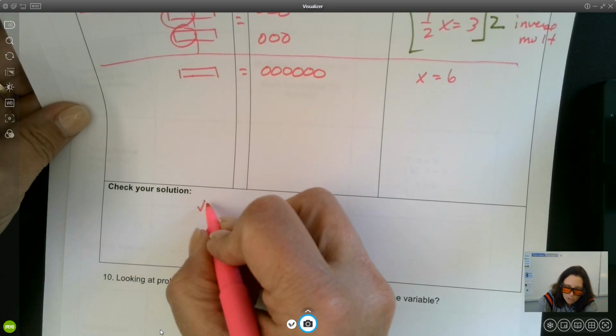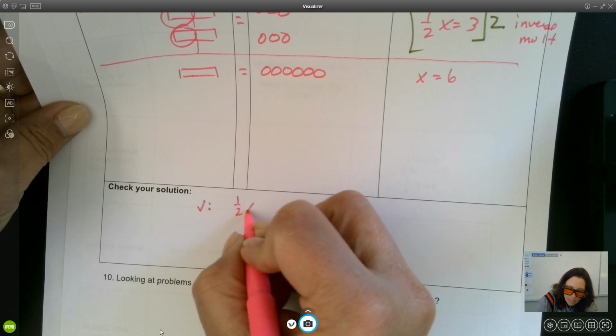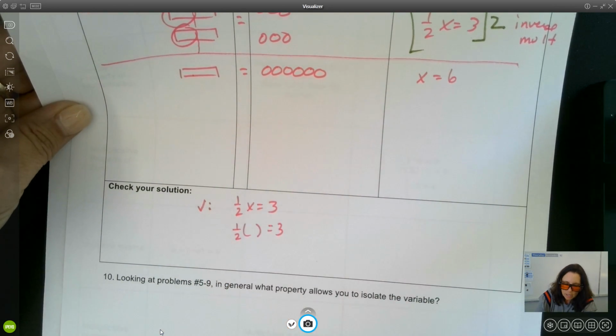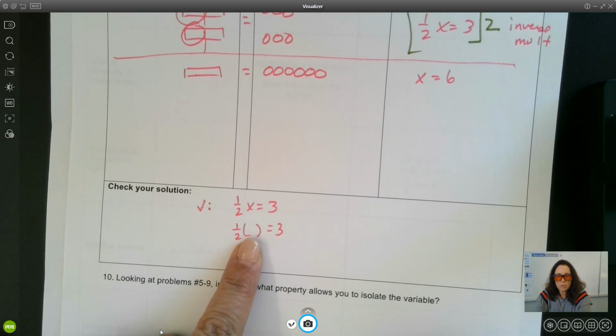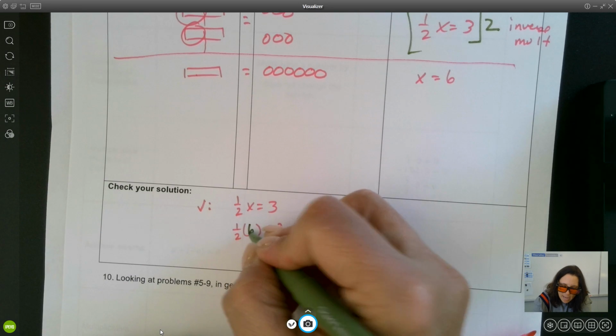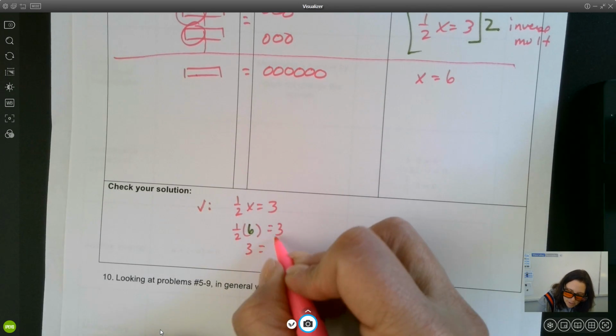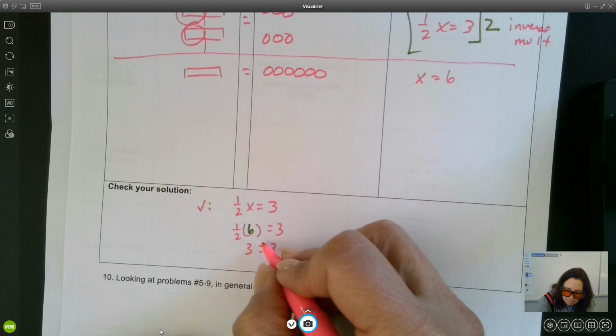Okay, let's check our answer. Check. 1/2 x equals 3. 1/2 parentheses equals 3. Instead of the parentheses, we're going to tuck in a 6. What's 1/2 of 6? 1/2 of 6 is 3. This 3 carries down. 3 equals 3?